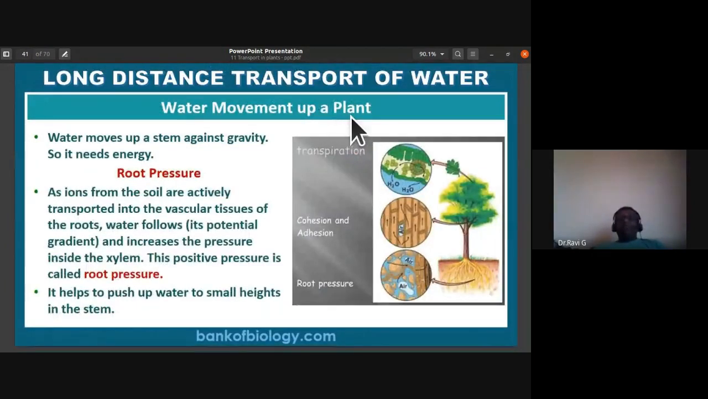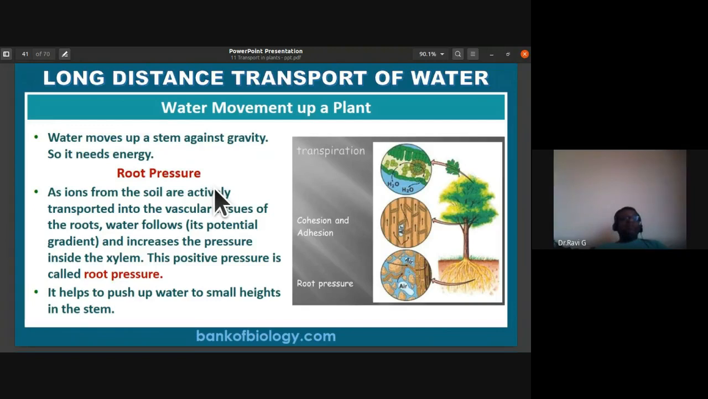Now, the water movement in the plant. Water moves up a stem against gravity, so it needs energy. What is the energy to pull it up? Is it root pressure? Some of the scientists were of the opinion that it is root pressure, but this root pressure isn't sufficient.